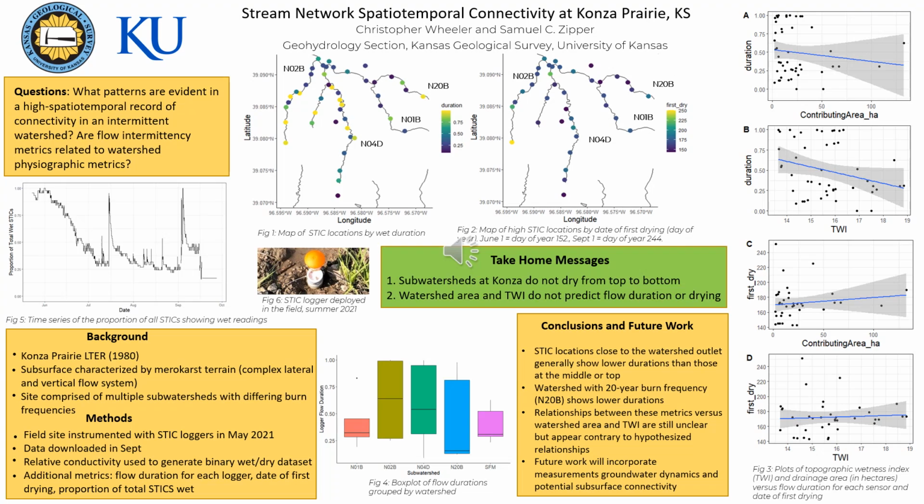Furthermore, Figure 4 shows that the watershed with the longest burn frequency of 20 years, which is N20B, exhibits the lowest median flow duration of all of these watersheds, suggesting a possible land use influence on superficial connectivity patterns.